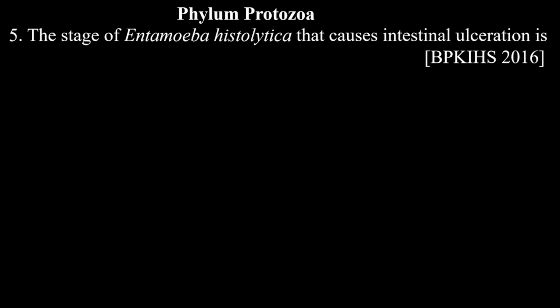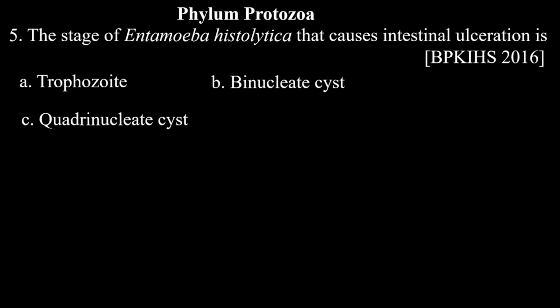Question number 5. The stage of Entamoeba histolytica that causes intestinal ulceration is, your options are A. Trophozoite, B. Binucleate cyst, C. Quadrinucleate cyst, D. Sporozoite.